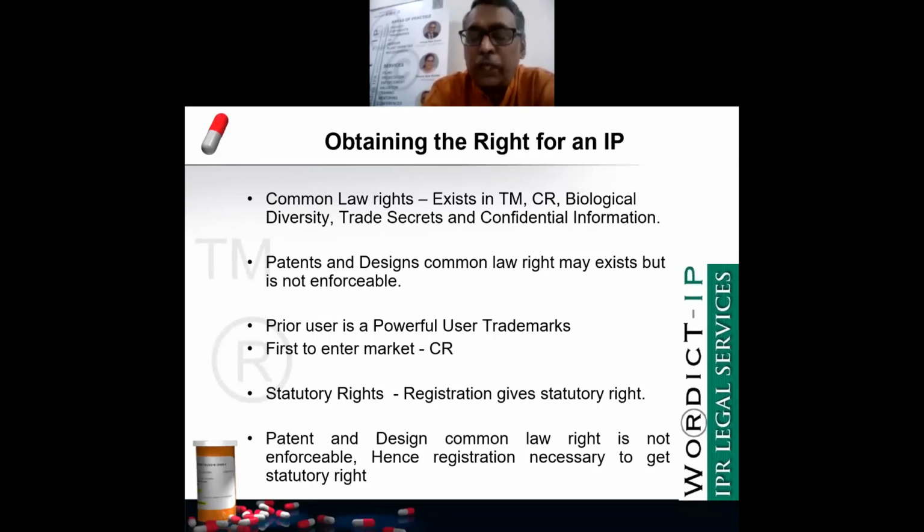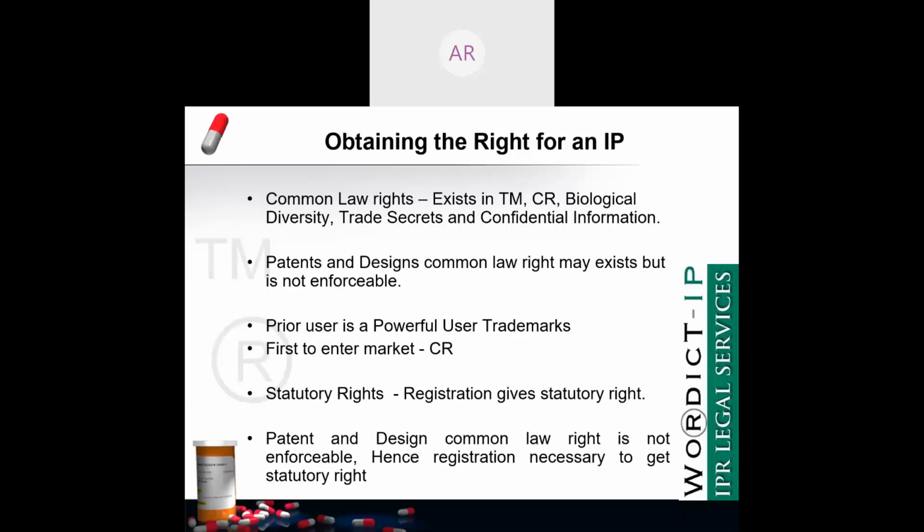Now, what is obtaining a right for IP? See, for you, it is not a must to file a trademark in this country. Please, everybody mute your mics. Dilip, take care of the mics. Yes, sir.